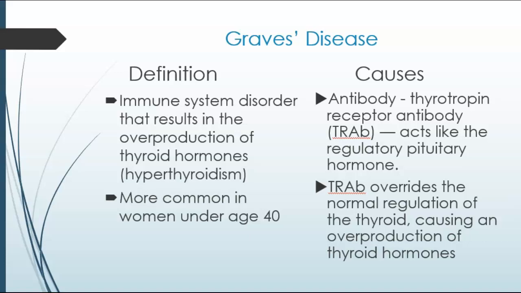While Graves' disease can affect anyone, we see it most often in women and usually before the age of 40. Our primary treatment goal is to inhibit the overproduction of the thyroid hormones and lessen the severity of the symptoms.